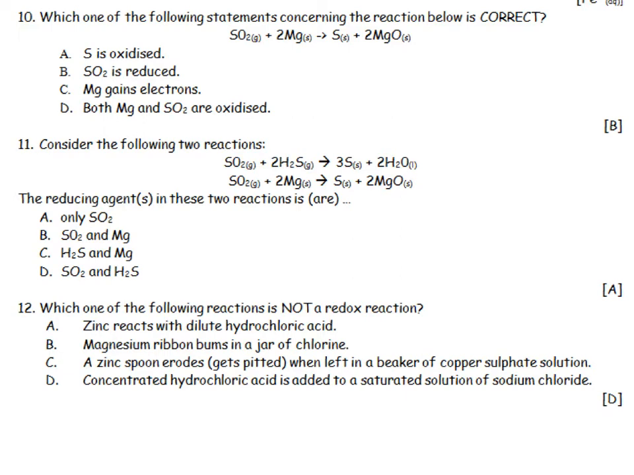So we again have to go through the effort of putting in oxidation states. So it's +4, -2, 0, 0, +2, -2, and we're going to say +4 goes to 0, which means that was reduced. 0 goes to +2, that was oxidized. So both magnesium and sulfur dioxide are oxidized.